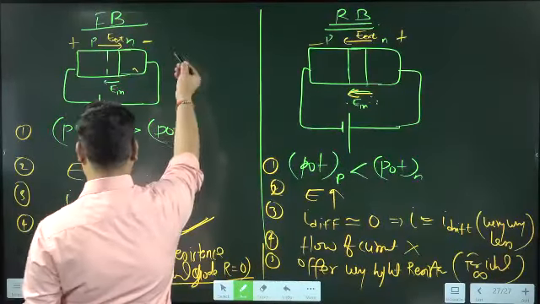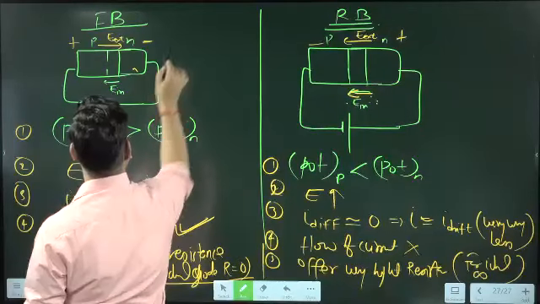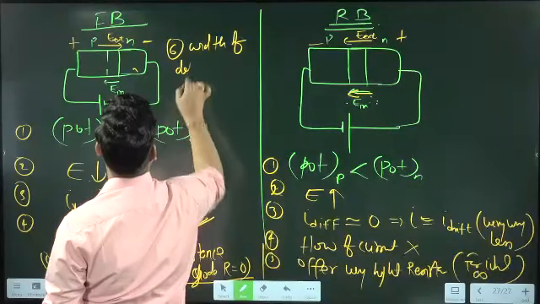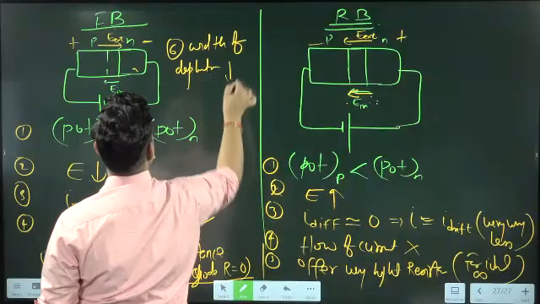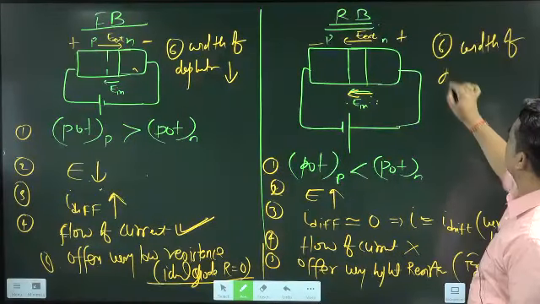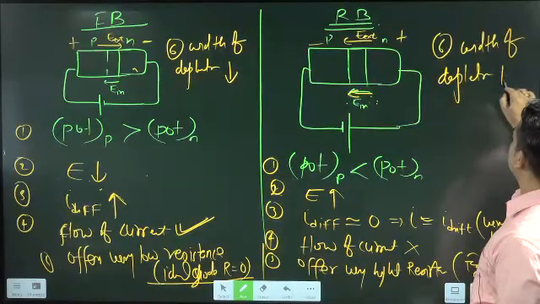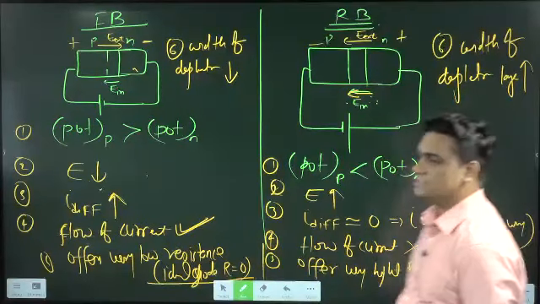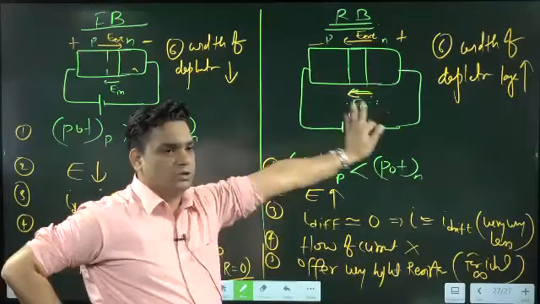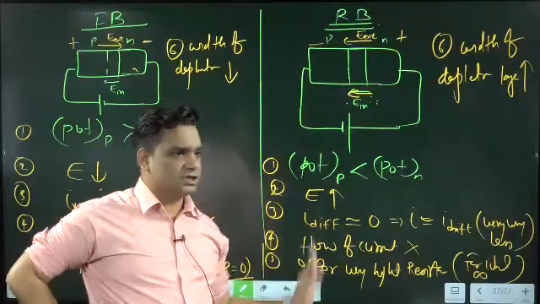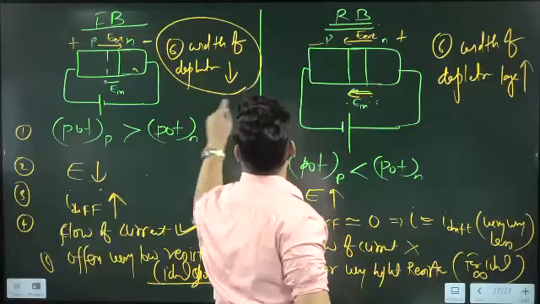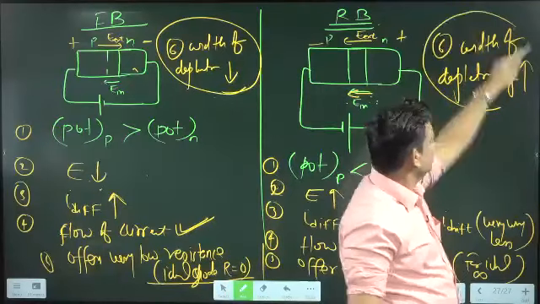So you have to remember in this one, number 5, point 6, width of depletion layer decreases. Number 6 here, width of depletion layer increases. These are the differences that you have to remember, forward and reverse. Nothing is more than this in the forward and reverse. Clear? Last year they asked related to this width. Width of depletion layer here is less, here it is going to be more.